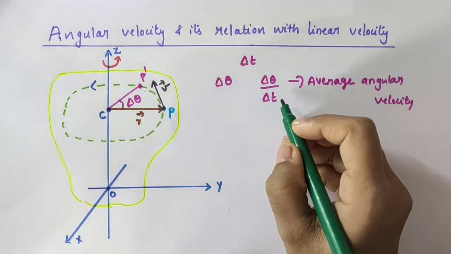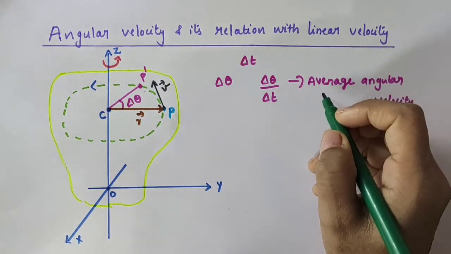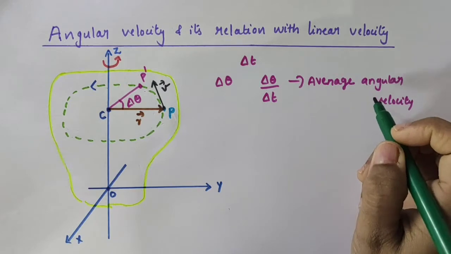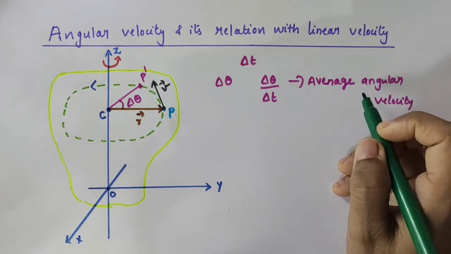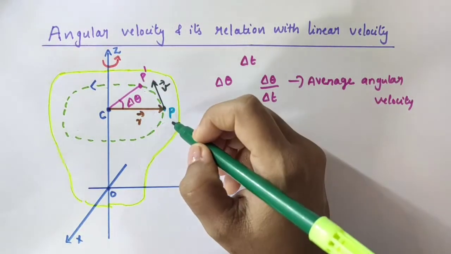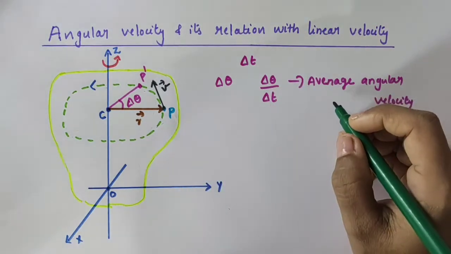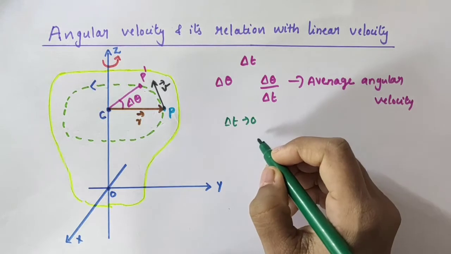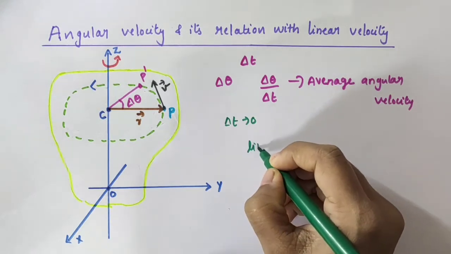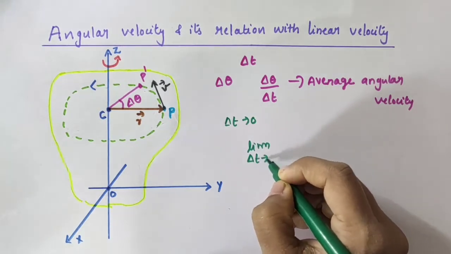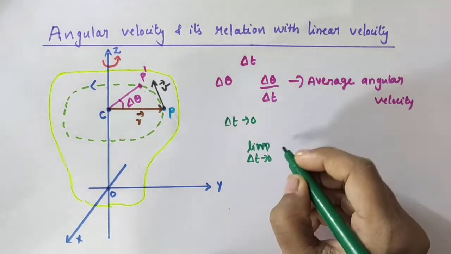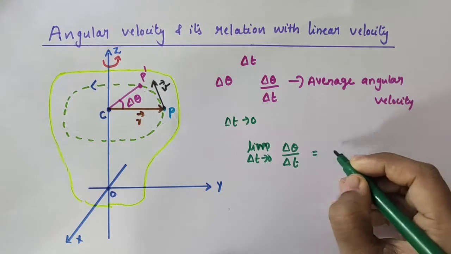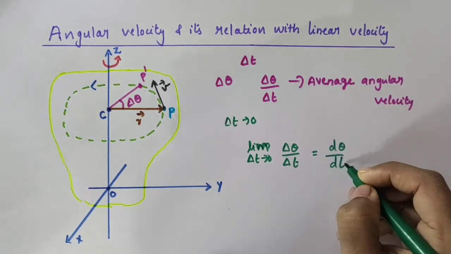Angular velocity means the rate at which an object rotates. It gives us an idea about how fast an object or particle rotates with respect to another point. In the limit delta t tends to 0, this ratio delta theta divided by delta t becomes d theta divided by dt.